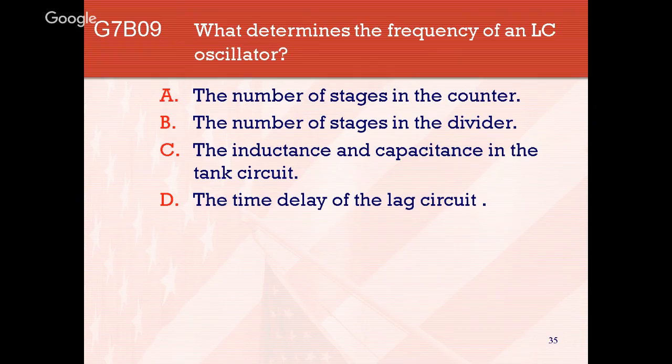So what determines the frequency of an LC oscillator? Remember what L and C really stand for. L stands for inductance, C for capacitance. So by knowing that, you automatically know that your answer is going to be C: the inductance and capacitance in a tank circuit.